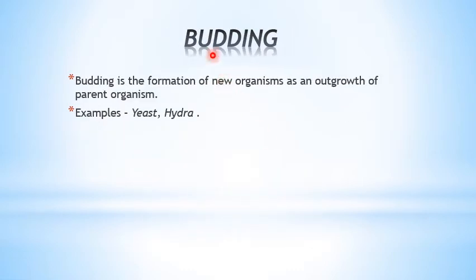The next mode of asexual reproduction is budding. So what is budding? Budding is the formation of a new organism as an outgrowth of the parent organism, and here we will discuss two examples. Number one is yeast and another is hydra.